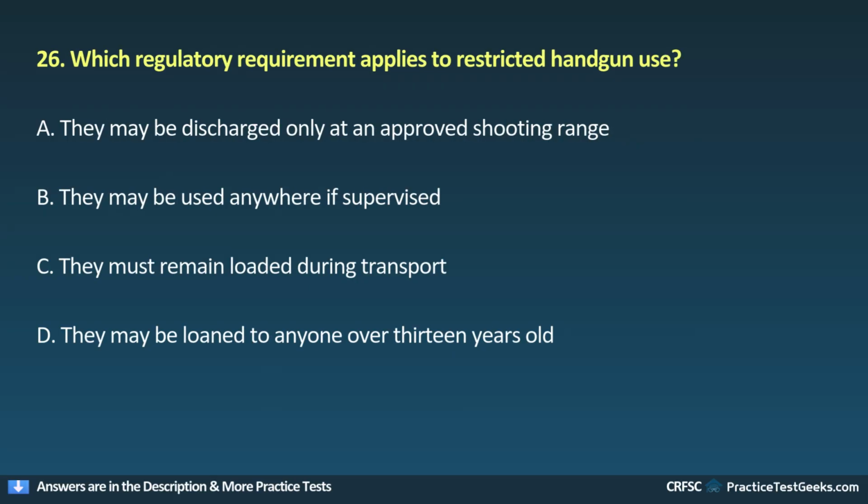26. Which regulatory requirement applies to restricted handgun use? A. They may be discharged only at an approved shooting range. B. They may be used anywhere if supervised. C. They must remain loaded during transport. D. They may be loaned to anyone over 13 years old.